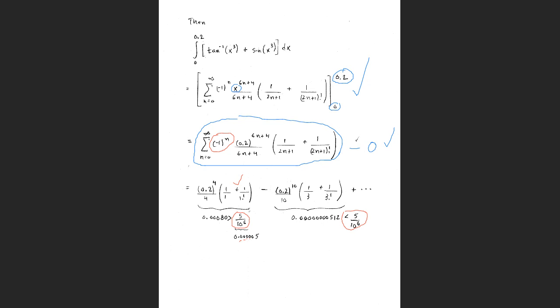But the next term, I mean, this was when n was equal to 0. That was the first term. The second term is when n equals 1. I'm substituting in a 1 for n. And there, that term is going to be 0.00000000512. That's less than 5 over 10 to the 6th power.